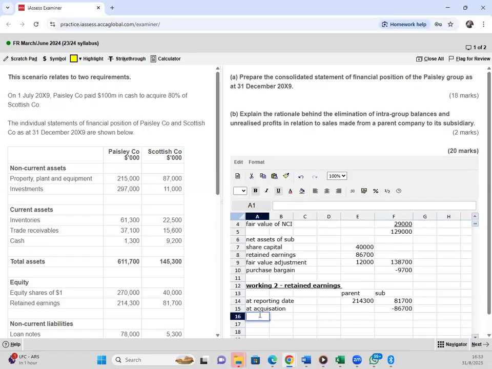Let's move on. Then from there, we move on to if there is a purchase bargain. A purchase bargain is a benefit to the parent. It's added to the retained earnings of the parent. If you buy at a bargain, it's a profit you have made. That's a key adjustment I wanted us to talk about here. So this one is not supposed to be a negative. A purchase bargain is added to the retained earnings of the parent. Then from there, we move on.